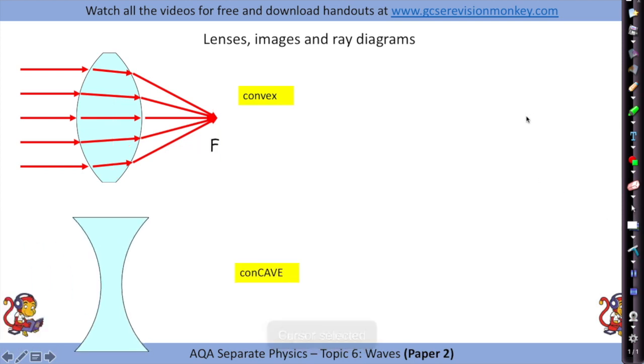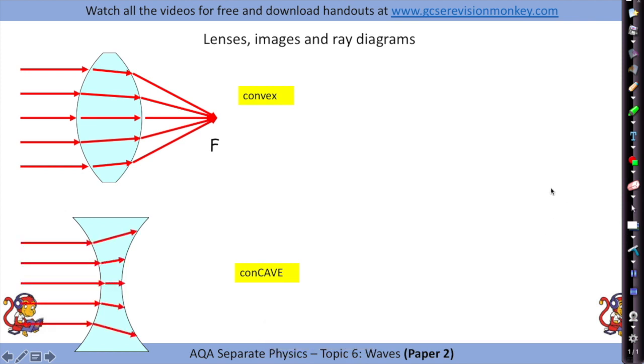And the other type of lens is called concave. You can see me using my imaginative teaching methods there. Cave, because it is like a cave. Genius. And they will make the rays of light spread out as they go through the lens.